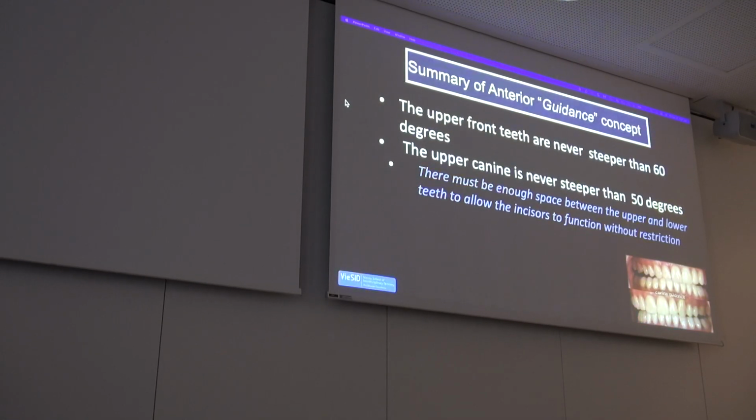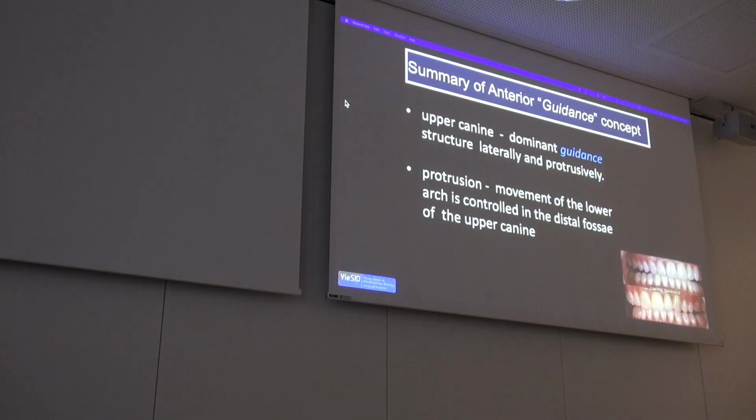Upper front teeth are never steeper than 60 degrees as a rule, and the upper canine is never steeper than 50. And again, that's probably more because we're trying to create a lack of friction with respect to the joint lines. And again, allow freedom. The upper canine is dominant in guidance structure, laterally protrusive. We know that sequential guidance with canine dominance, that means at the very end, as long as we can create it. Protrusion, the movement of the lower arch is controlled in the distal fossa of the upper canine. We don't try, especially in our reconstructions, in our ortho if we can, to have the incisors being the protrusive guidance mechanism.